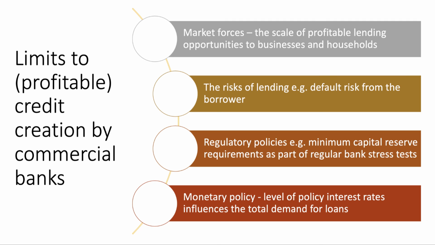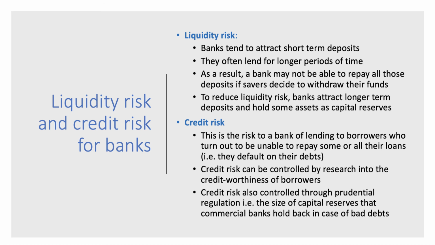The fourth factor must be the cost of lending. So the Bank of England essentially sets the base rate of interest, and so the level of policy interest rates must influence the total demand for loans in the market. But most of the loans and savings rates are set by the market, not by the Bank of England.